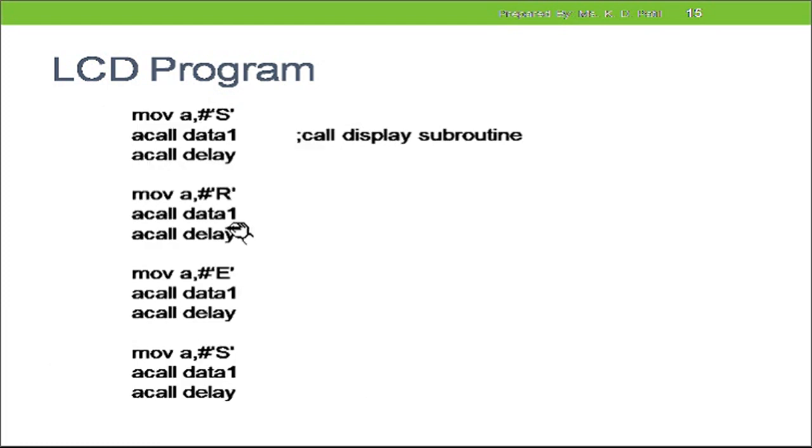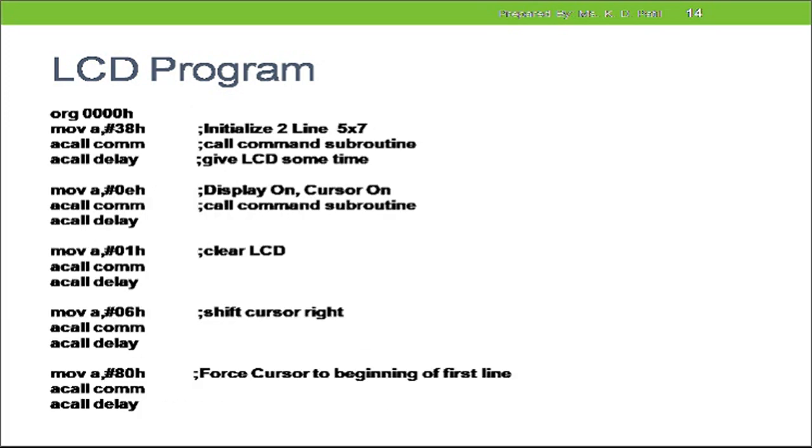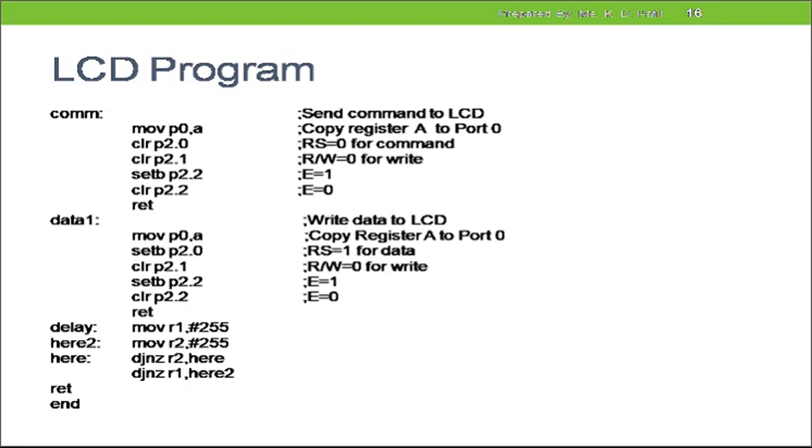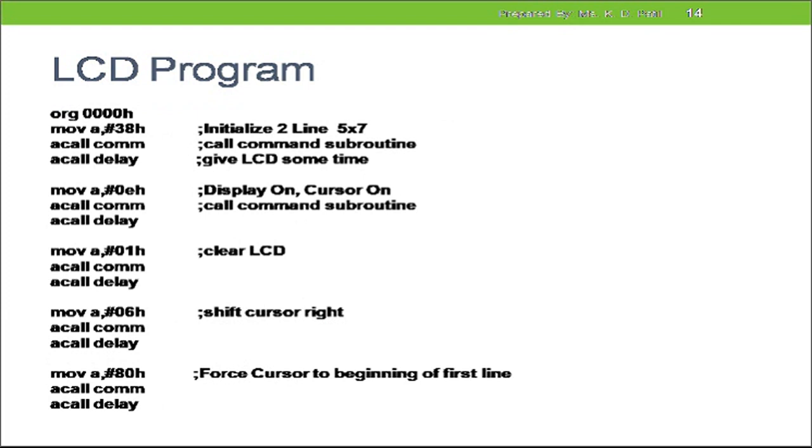If you observe, every time I send some character, it will go to A, then after A it will go to P1, and after P1 it will go to P2.0. Again I will set the values for register select, read write, and enable. If you observe, every time we have called the delay.